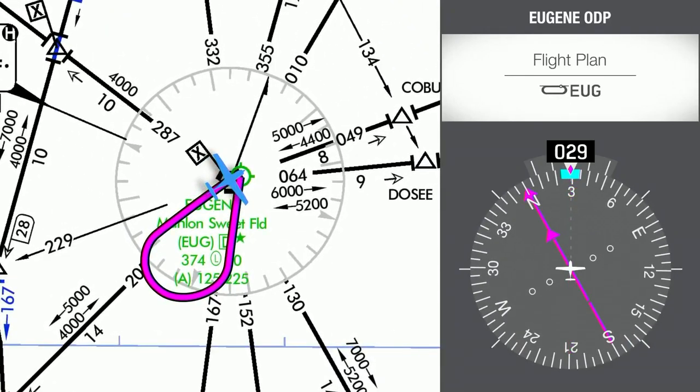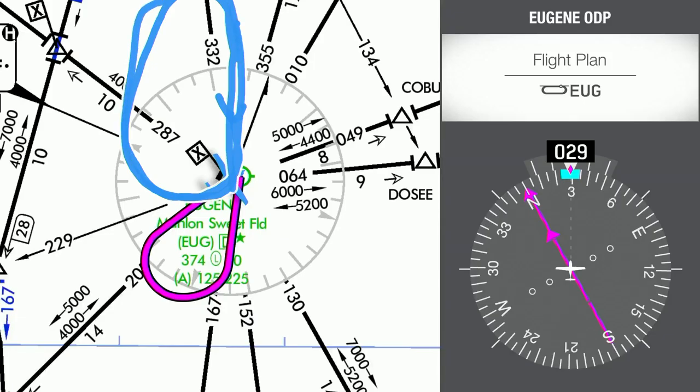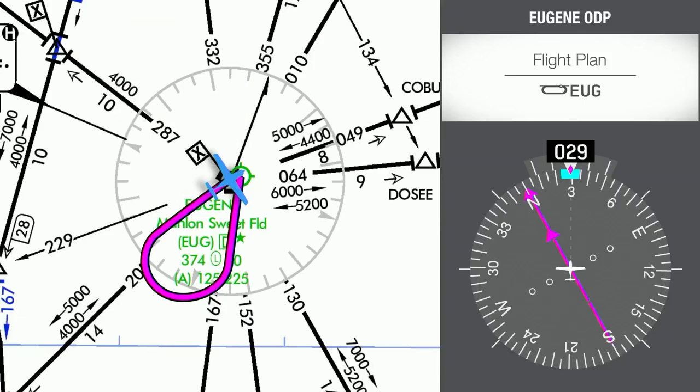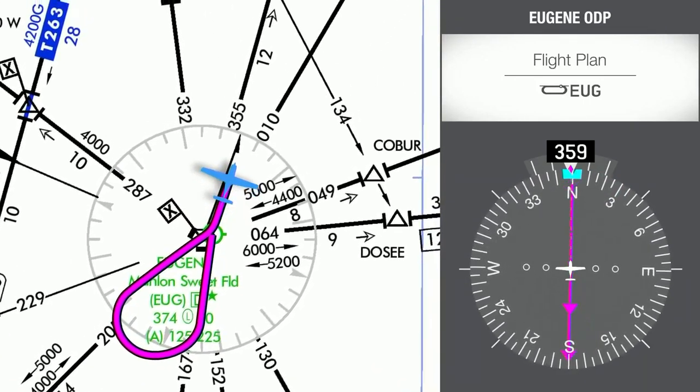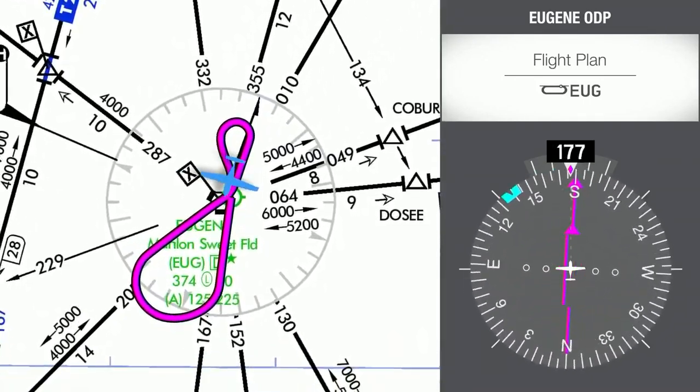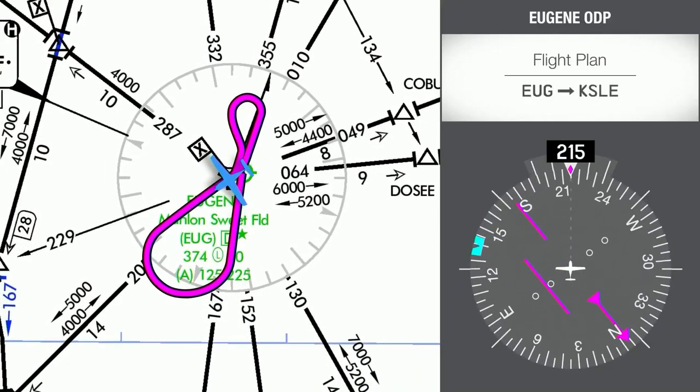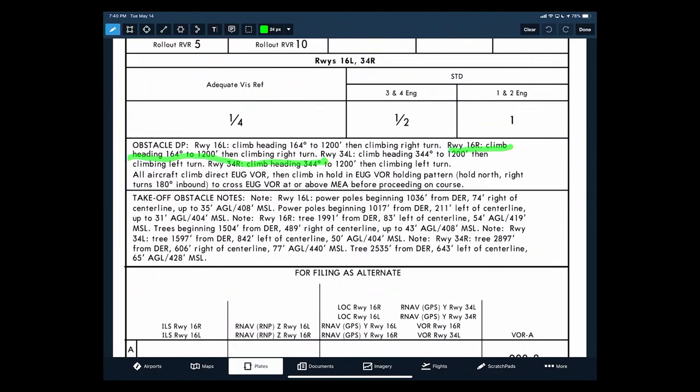We'll cross the VOR and enter a holding pattern. So the holding pattern's on the 180 degree radial, right-hand turns, we're holding north. If you draw that, it'll be something like this, fly in, right turns, and around. The entry here looks like a parallel entry, and that's what we'll do. Track outbound, execute the parallel, cross the VOR. From here, we'll continue holding in the pattern until we cross the required altitude. So if you look at the chart again, we're going to hold in the pattern to cross the Eugene VOR at or above the MEA before proceeding on course.